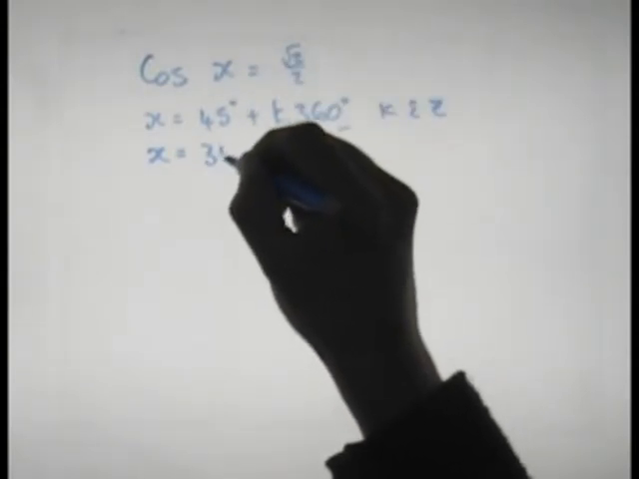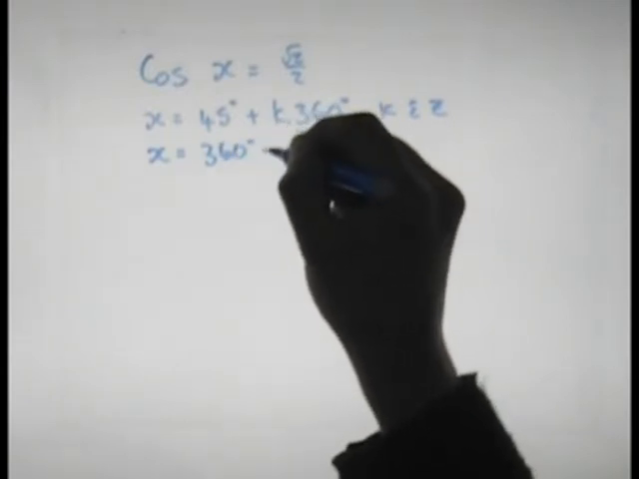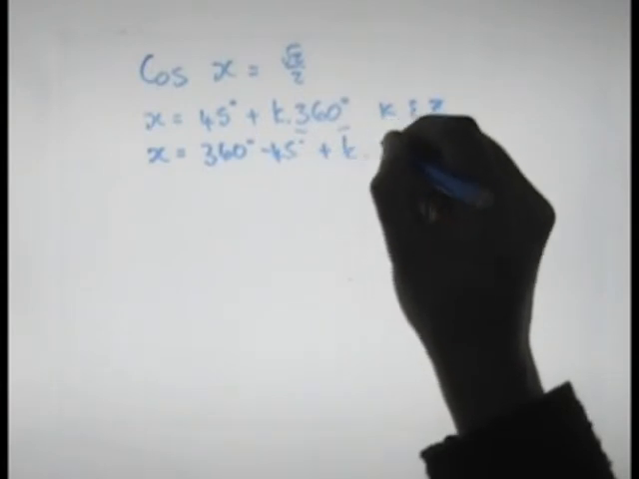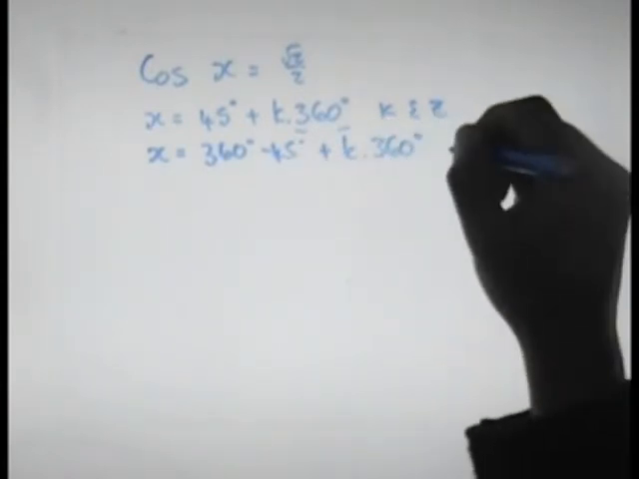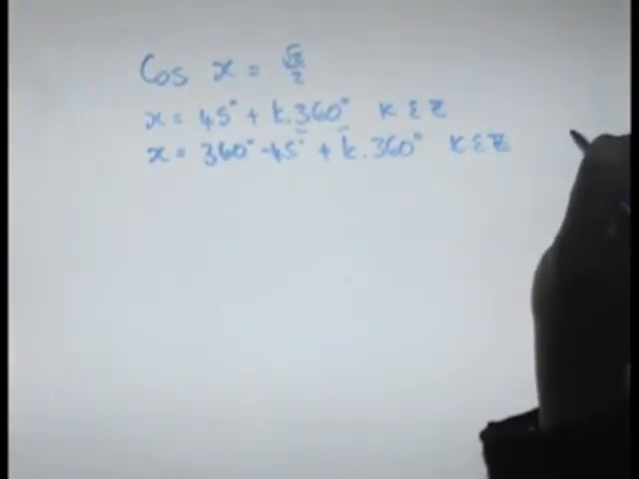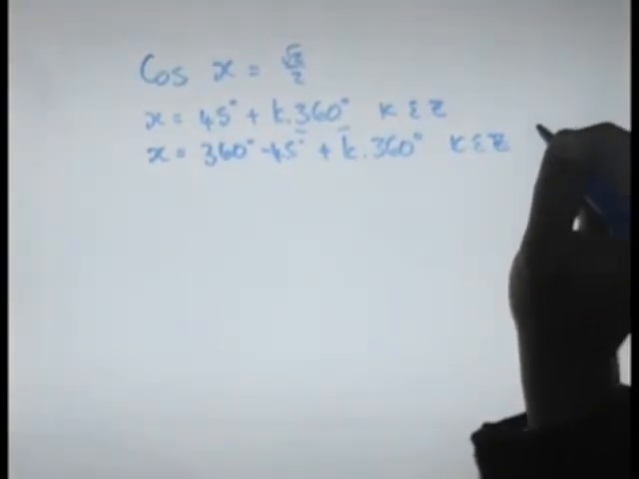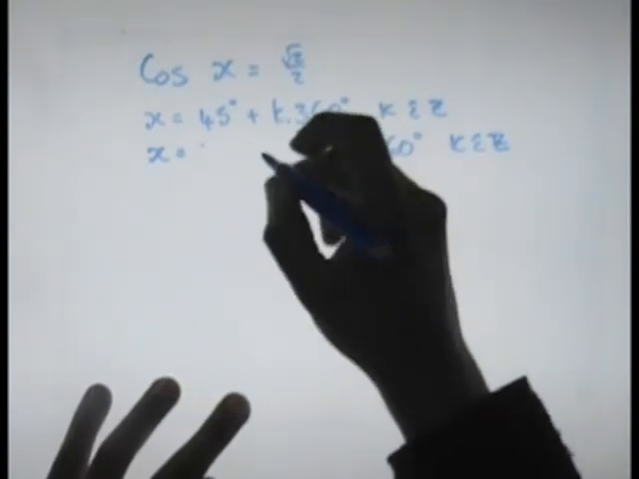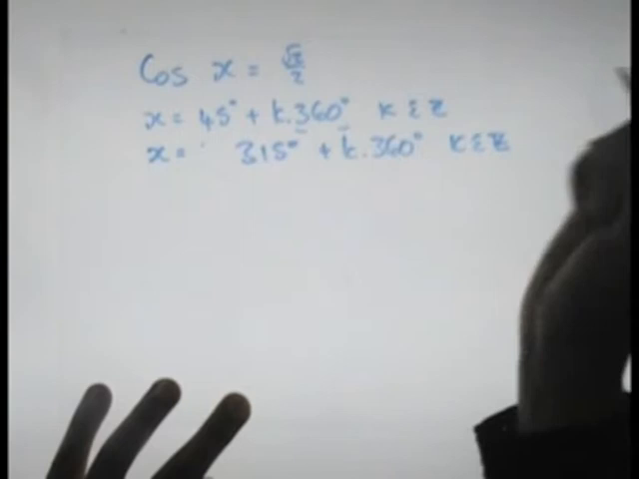In the fourth quadrant. So it's 360 degrees minus 45 degrees plus k times 360, again where k is an element of integers. We can simplify 360 minus 45, we can make it 315 degrees.